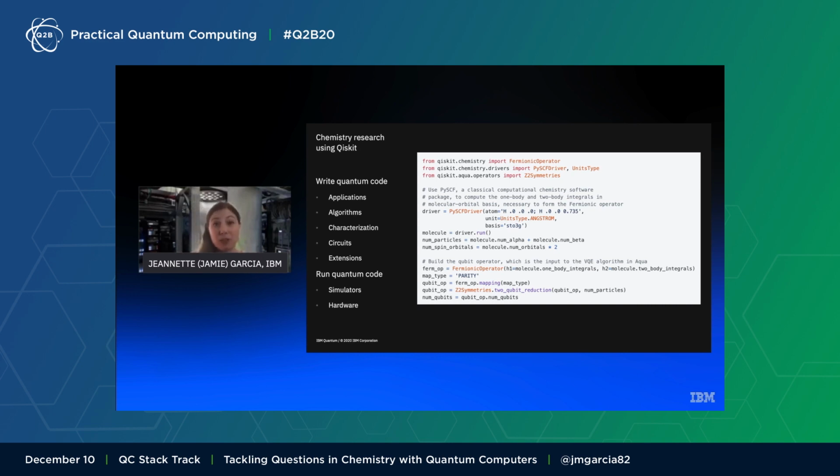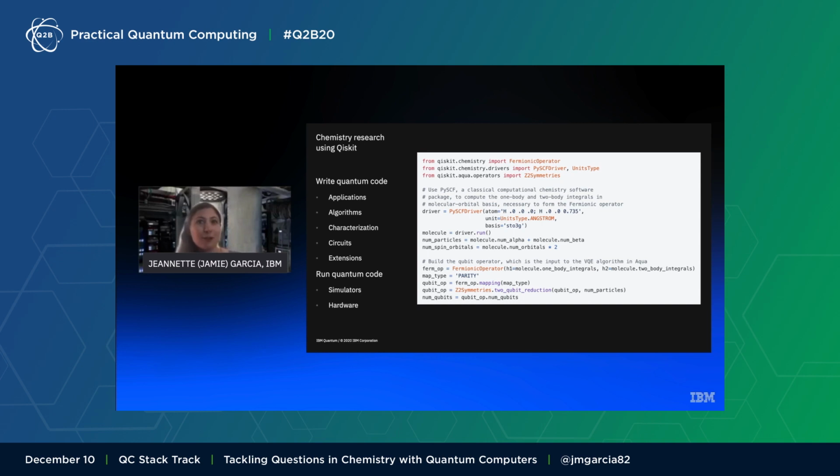We have some new modules looking at applications, different types of industrial use cases, algorithms, characterization. We have our circuits and all sorts of extensions. So I really, off the bat, say, go check it out. You don't have to know anything besides Python, and we have some tutorials and Jupyter notebooks online that you can try your hand at. And this will give you a sense of what we do when we're actually researching chemistry topics.